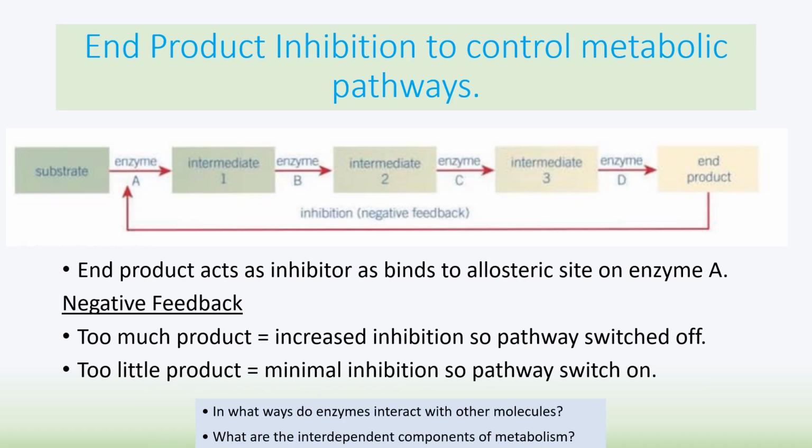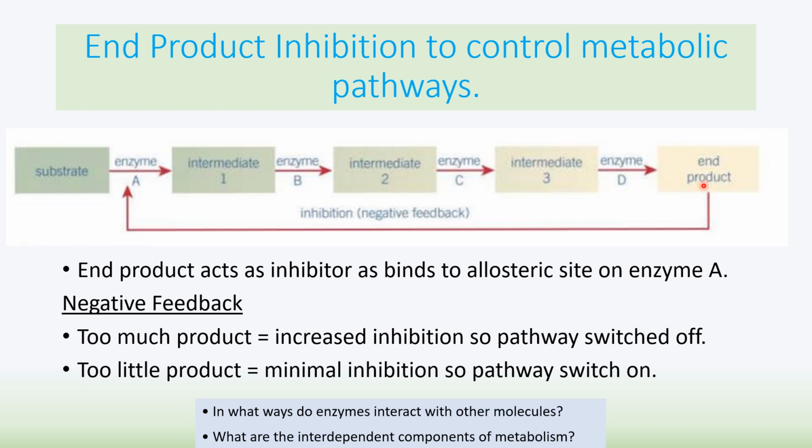You also need to understand the idea that the product of one reaction can be the substrate in the next reaction, and the idea of end product inhibition in metabolism. If you have a substrate, enzyme A converts it into a product called intermediate 1. That is the substrate for enzyme B, which converts it into the next product, which is the substrate for enzyme C, which converts that into a product. That's a substrate then for enzyme D, and it creates an end product.